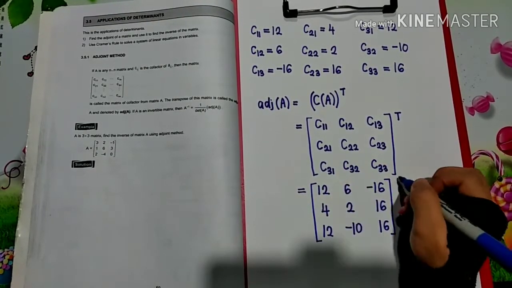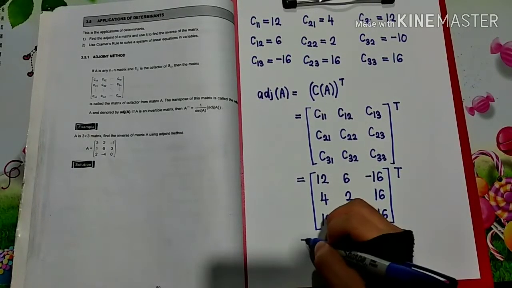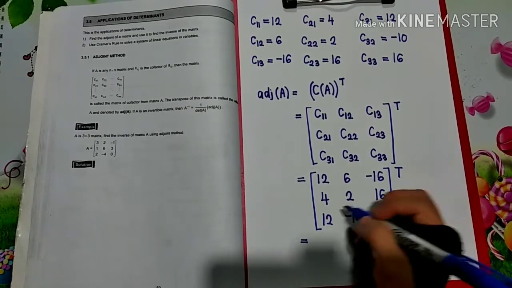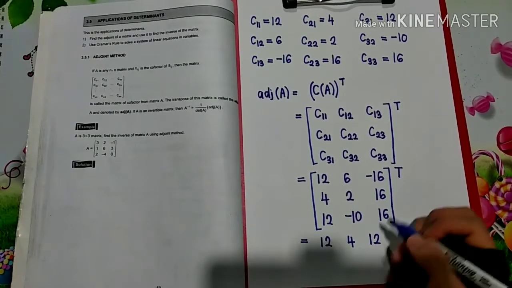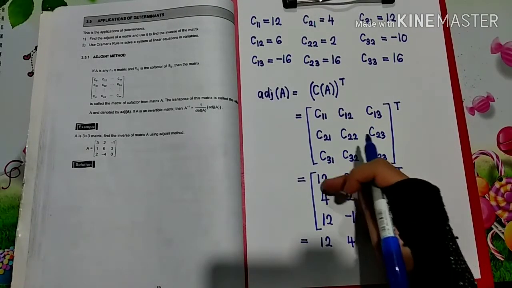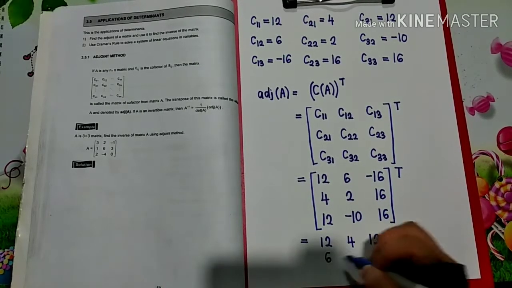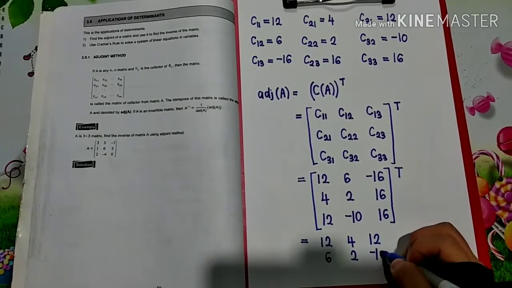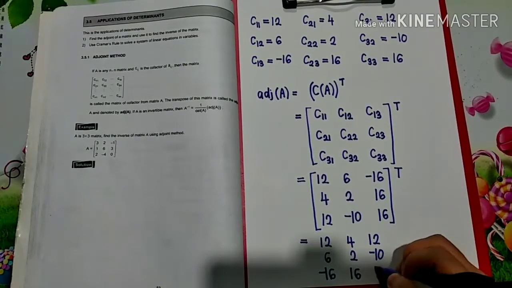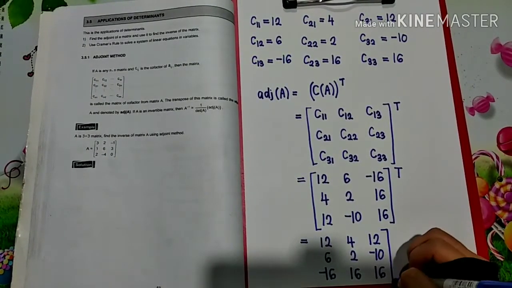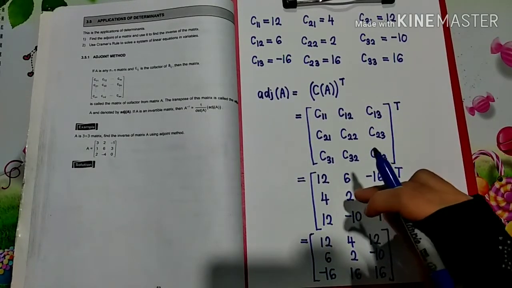And then we transpose this one. So then, what is the adjoint of A here? So you transpose this matrix, you will get 12, 4, 12. Interchanging. Row becomes column, column becomes row. So 6, 2, negative 10, negative 16, 16, 16. Remember, transpose means that you interchange between rows and columns.